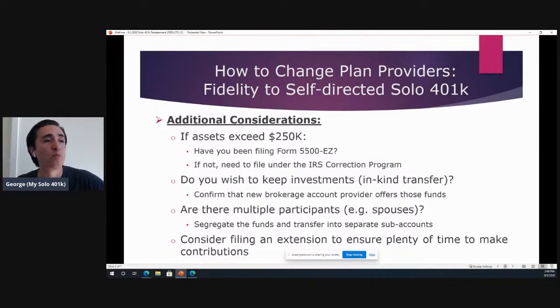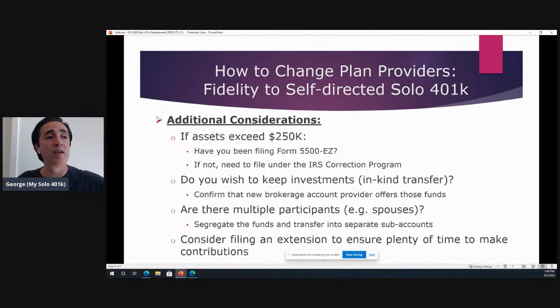So are there multiple participants, spouses? If yes, then each participant needs to have a separate account. In addition to that, if each participant has different types of money, right? Pre-tax money, Roth money, then there are even going to be separate sub-accounts. So if you're doing a Mega Backdoor Roth where you have 3 types of money, pre-tax, Roth, and voluntary after tax, and then you have 2 spouses, then you really have 6 different accounts, right? Pre-tax, Roth, and voluntary after tax for each spouse.